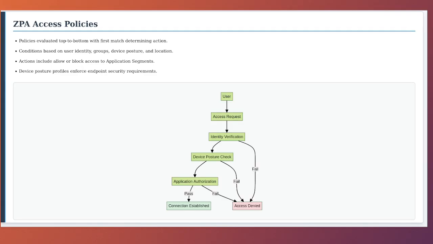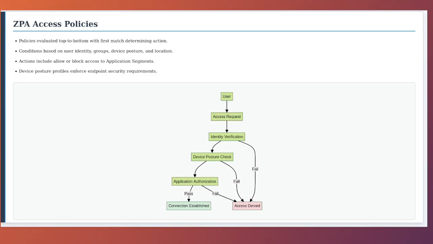The client connector performs posture checks on the endpoint and reports device attributes to Zscaler. You can create posture profiles that define the required device state, such as operating system version, firewall enabled, or certificate presence. These profiles can then be referenced in access policies to ensure that only compliant devices can access sensitive applications.